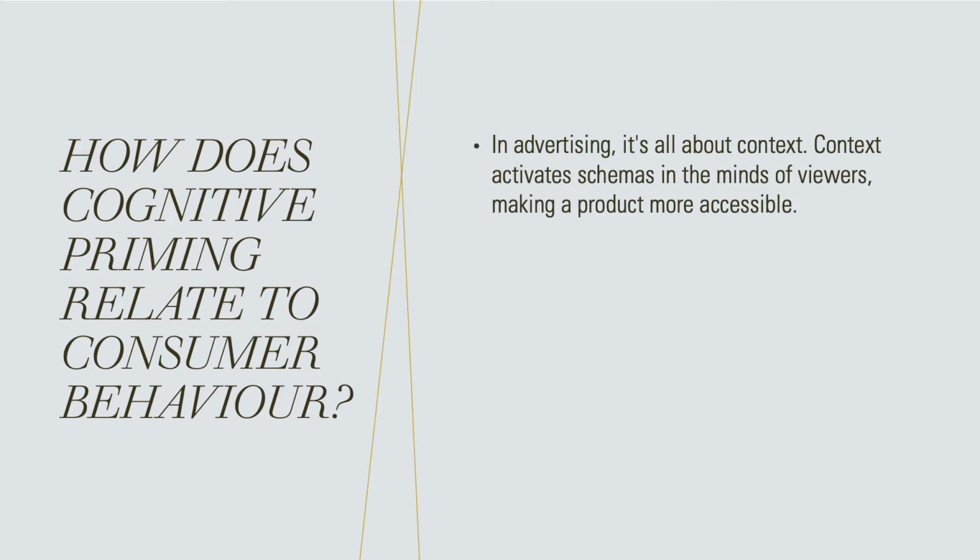So we spoke about how in advertising it's all about context, and I told you about the Ford advert as an example. The Ford advert doesn't start with the brand, it doesn't even start with showing you a car. It starts with showing you people playing basketball, people snowboarding, people skateboarding. And when you see that context again, for example playing basketball, you're more likely to access that product more easily because of the context. So that's one way that cognitive priming relates to consumer behaviour.